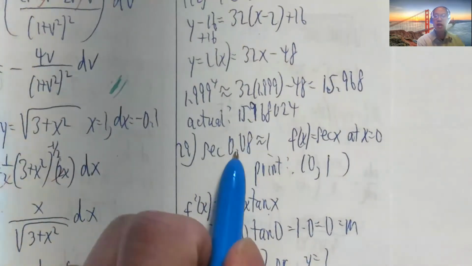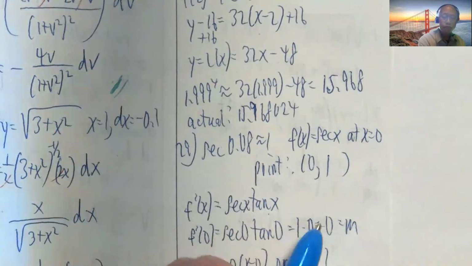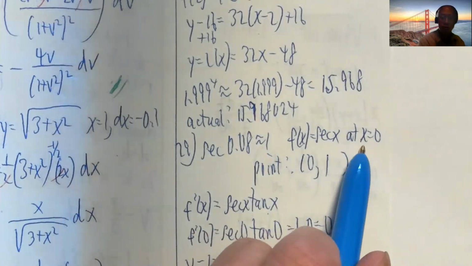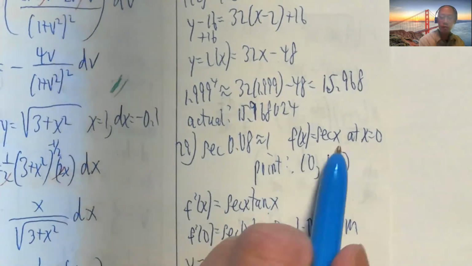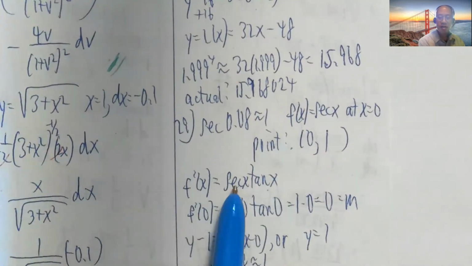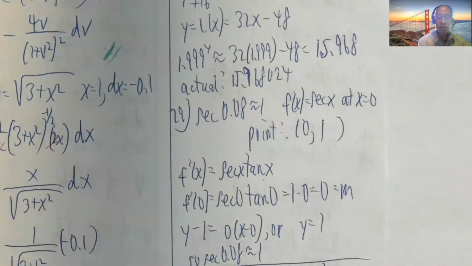Okay, 29, show that the secant of 0.08 is approximately 1. Okay, so f of x is secant x, the nice nearby value is 0. And the point is 0, 1. Secant of 0 is 1. So f prime, derivative of secant is secant x tangent x. Plug in 0, secant 0, tangent 0. Secant 0 is 1, tangent of 0 is 0.